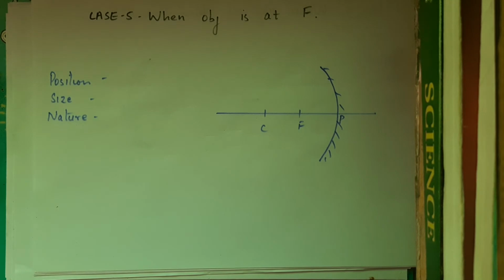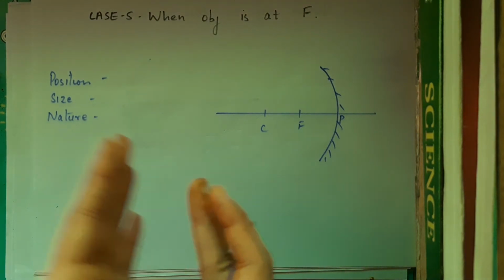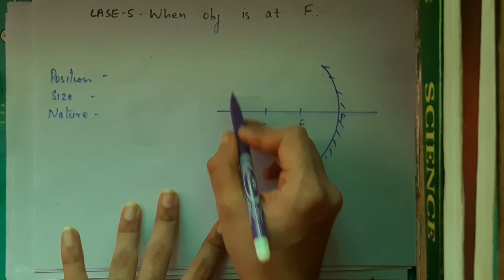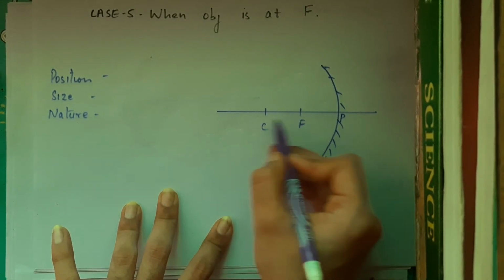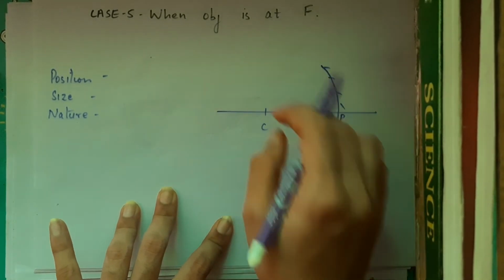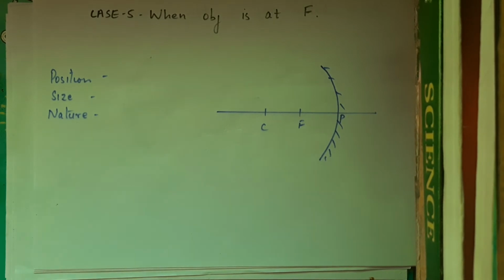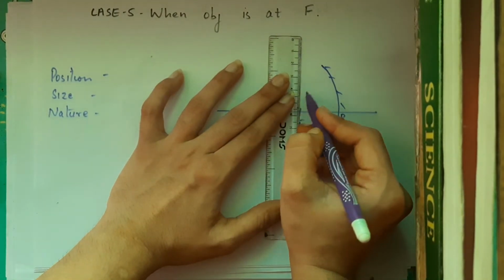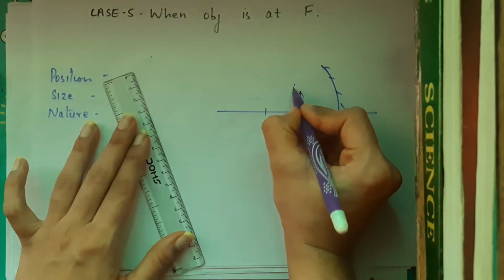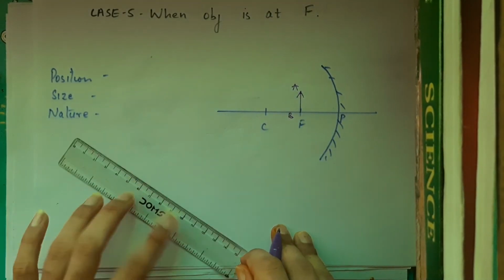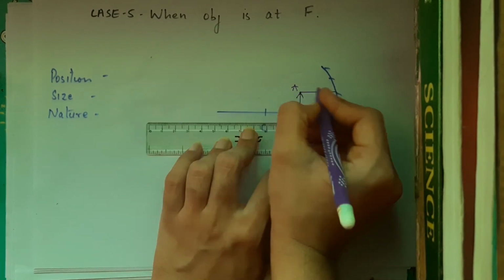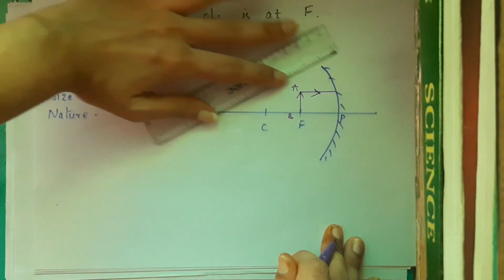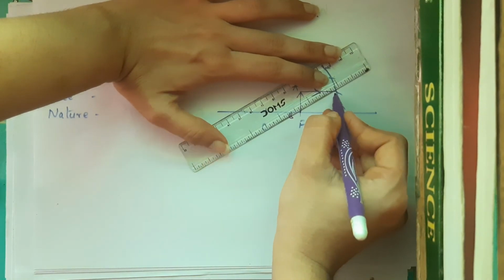Case number 5 is when the object is at focus. And how do I know that? Because we are moving from left to right. Please remember that. First case was when the object is at infinity. Second, when the object is beyond C. Third, when the object is at C. Next, when the object is between C and F. And now we are at when the object is at focus. So let's mark the object. The object is at focus. Name the object AB. Now let's draw the light rays. So the light ray going parallel to the principal axis, arrow, passes through the focus, right? So you can do that.